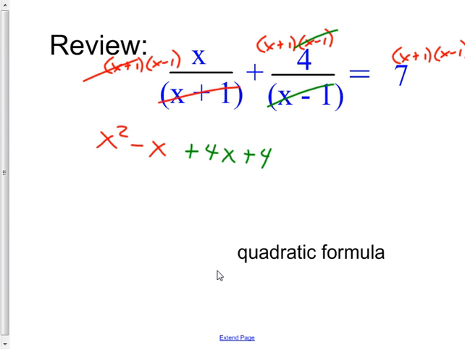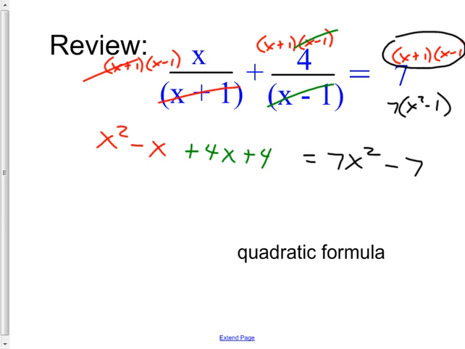And then this part right there is first, outside, inside, last. X squared, the outside and the inside would cancel. Minus 1, x squared minus 1. And I times it by 7, so I get 7x squared. That was 7 times x squared minus 1 like this. And then 7 times the negative 1 makes minus 7. The grinding it out is sometimes something that kids aren't very good at.